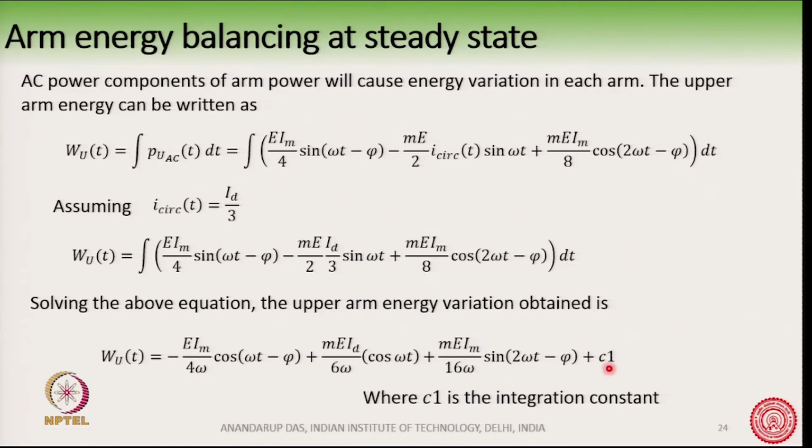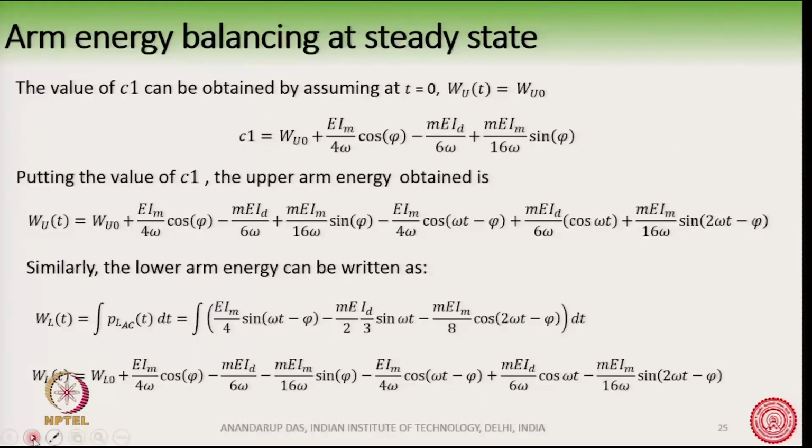So, we take an integration constant C 1, and the value of C 1 can be obtained by assuming that at t equal to 0 the initial arm energy is W u 0. Then you can substitute and get this value of C 1, and when I put it back, we get a very big expression. Here you can see there are several components, omega t minus phi, and there are some constant terms also. We will see what these expressions mean.